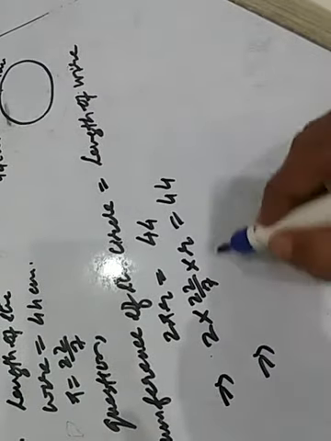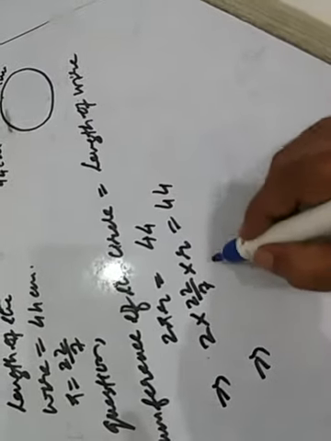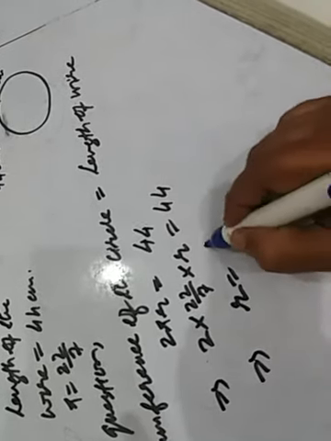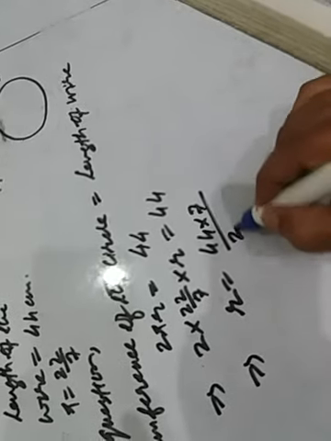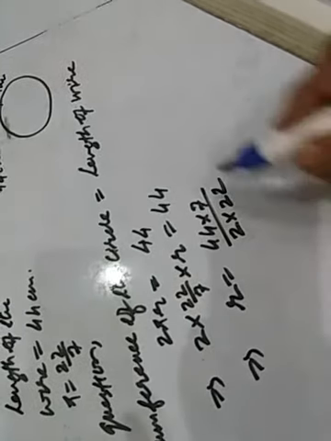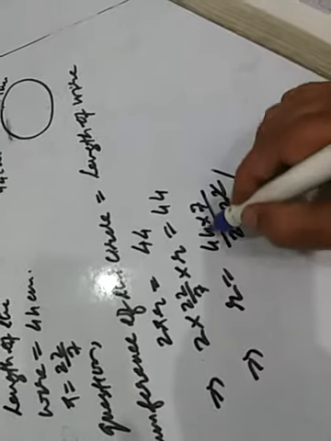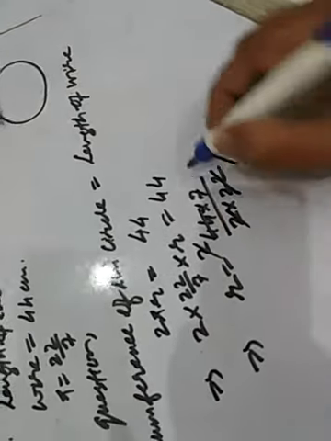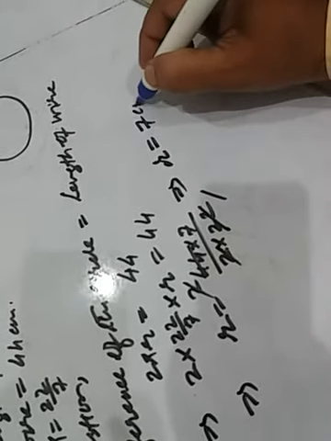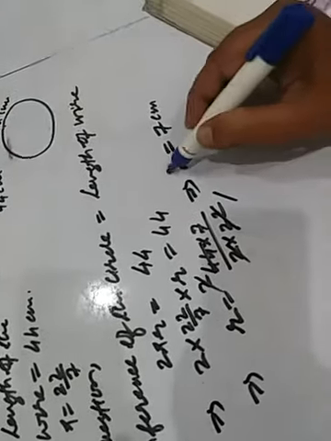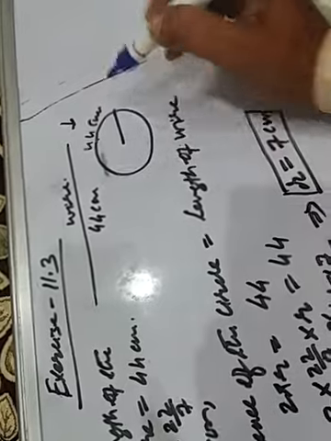This implies that by cross multiplication, r equal to 44 multiplied by 7 upon 2 into 22. Okay, children. So 22 twos are 44, and the 2 and 2 got cancelled. This implies that r equal to 7 centimeter. That is the radius of the circle, we have found it to be 7 centimeter.